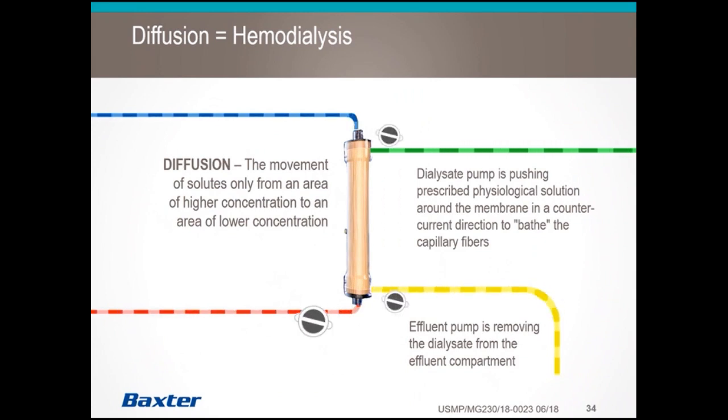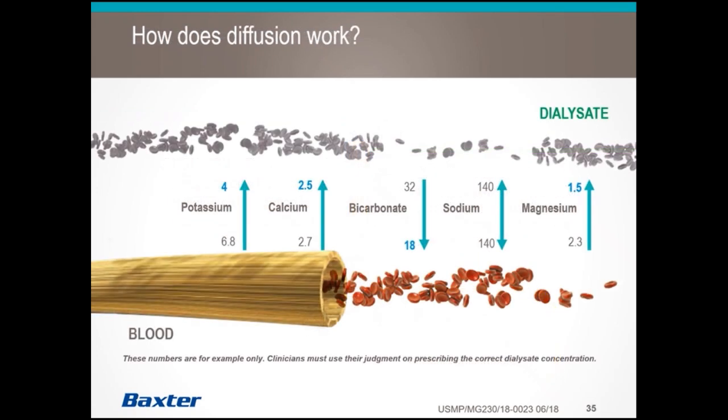Diffusion is the next transport mechanism. Diffusion is also known as hemodialysis. It's the movement of solutes from an area of high concentration to an area of low concentration. We discussed this earlier when we discussed passive and active transport. So basically, the way diffusion works, look at this slide. The bottom represents your patient's bloodstream. The top represents the dialysate solution the doctor's ordered.